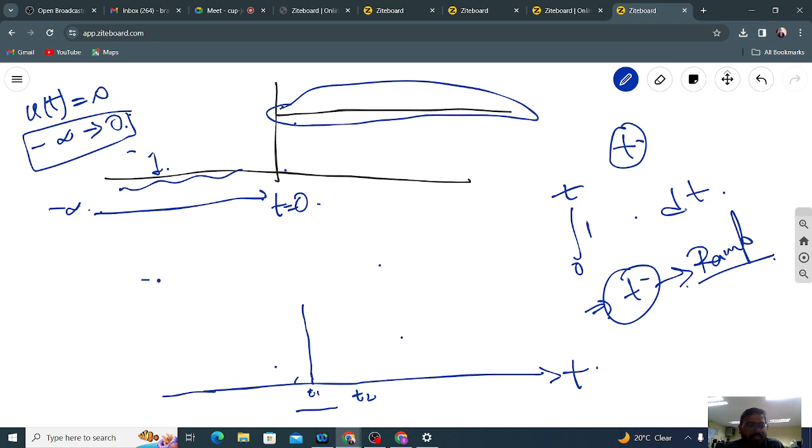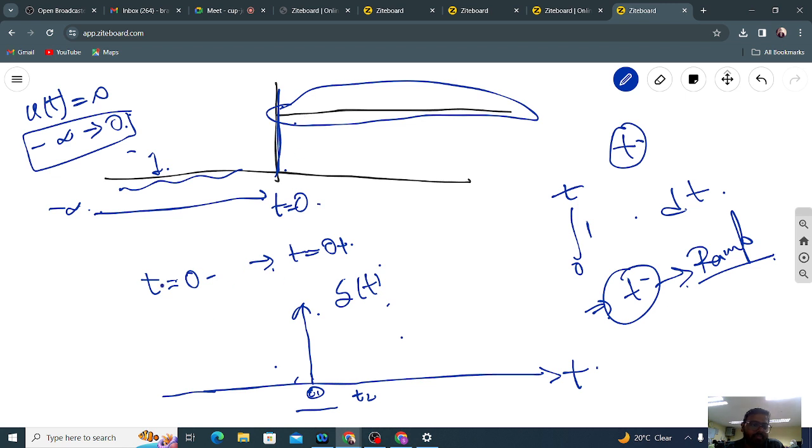So the only change happens from t equal to 0 minus to t equal to 0 plus. That is a very small region. So what will happen in this region? It will be an impulse function, that is delta of t, because it only has a value at t equal to 0, otherwise it is constant 0.